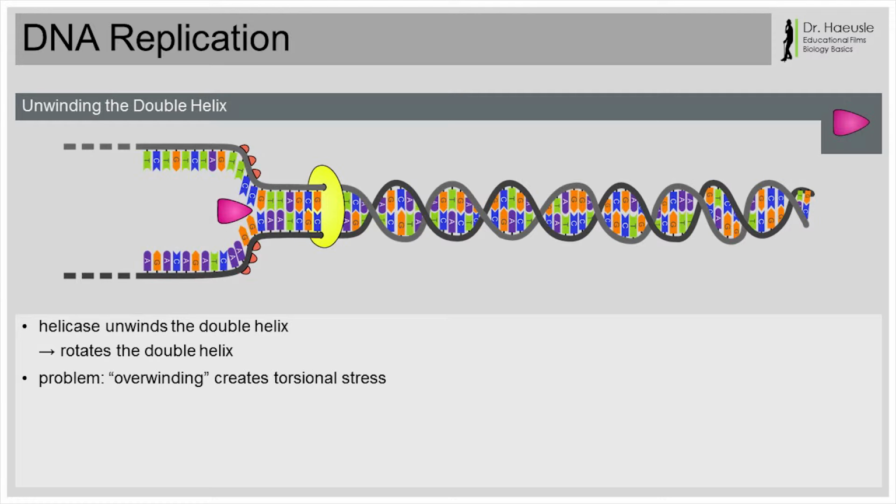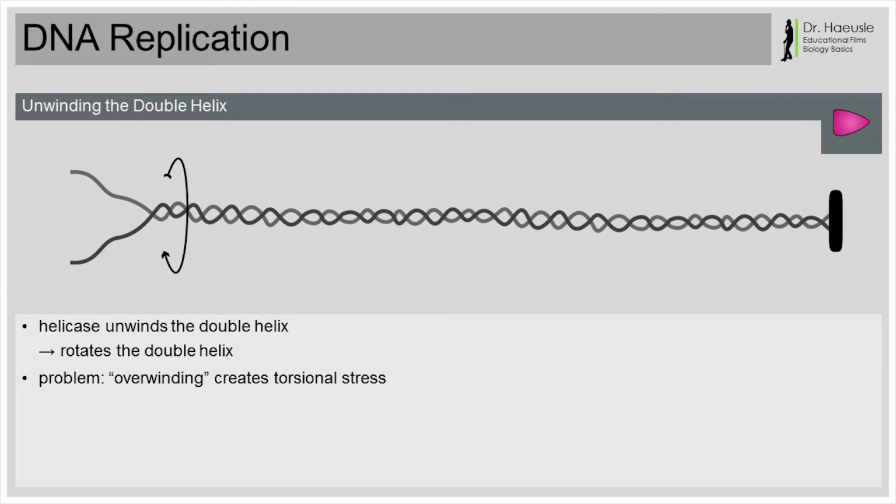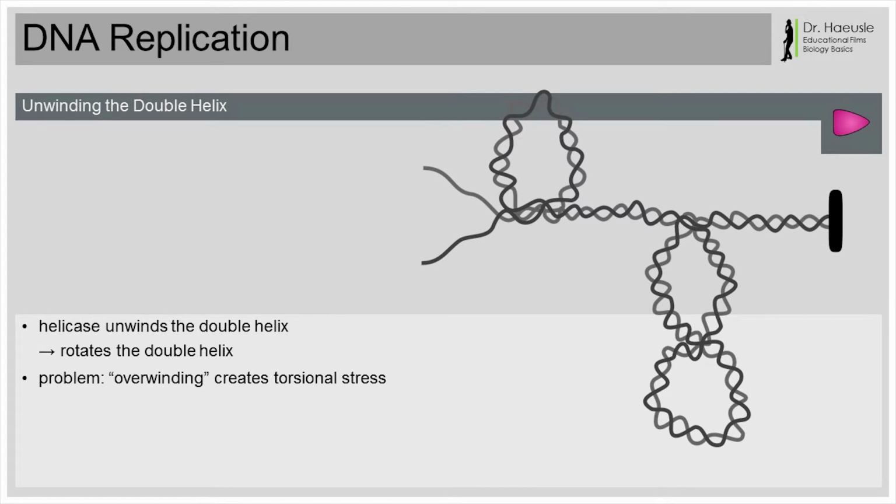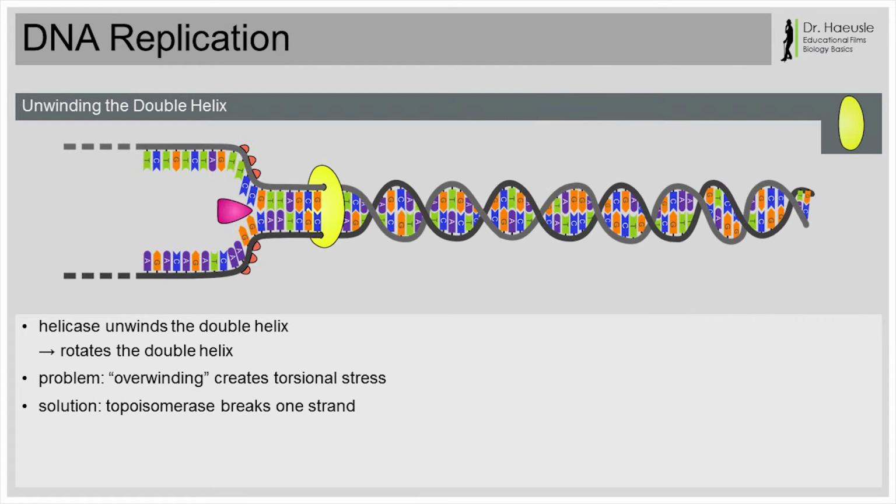Torsional stress? What's that? The end of the double strand of DNA is difficult to rotate. In the sketch, this is illustrated by the black bar on the right. The helicase rotates the double strand nonetheless. The double strand gets more and more overwound because the right end cannot rotate. And how is this problem solved? The enzyme topoisomerase is needed for this.